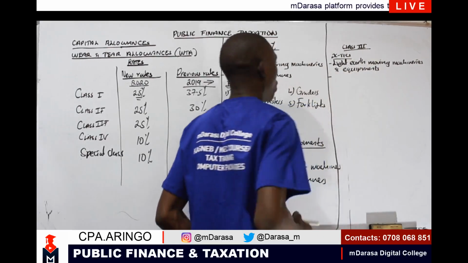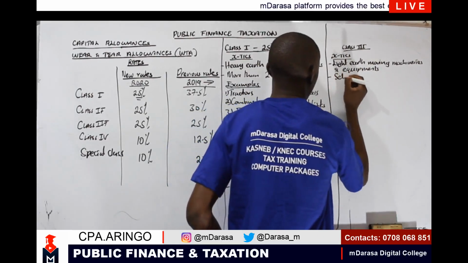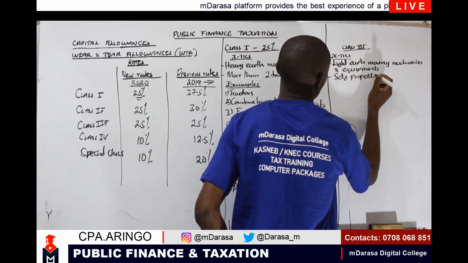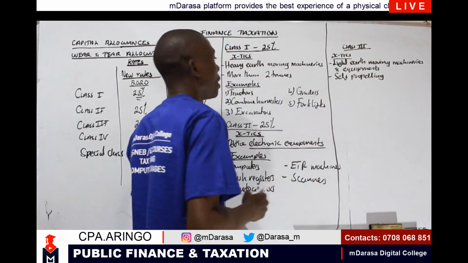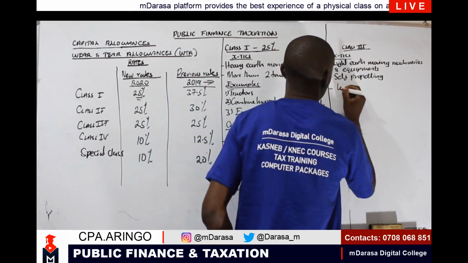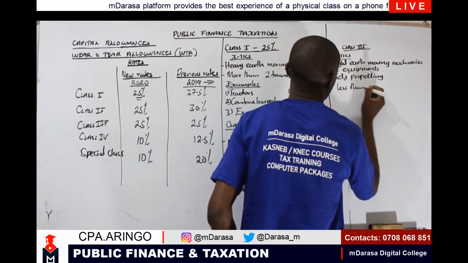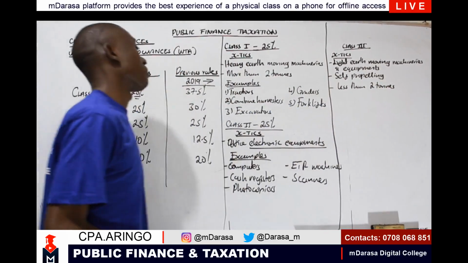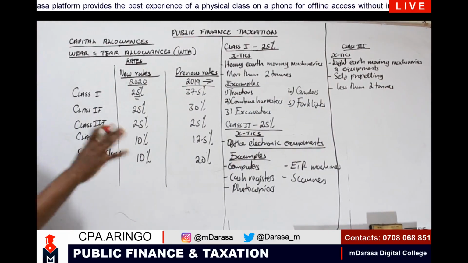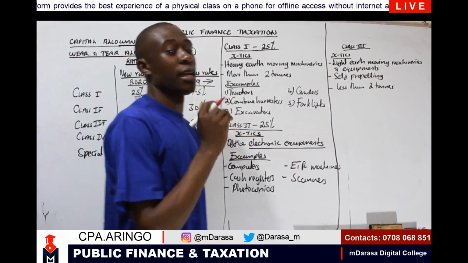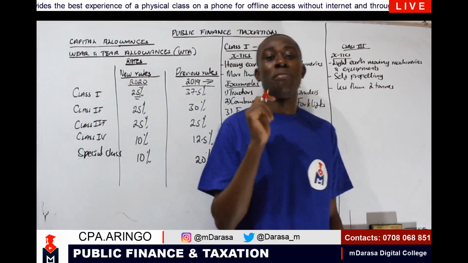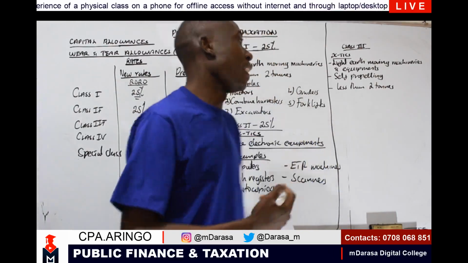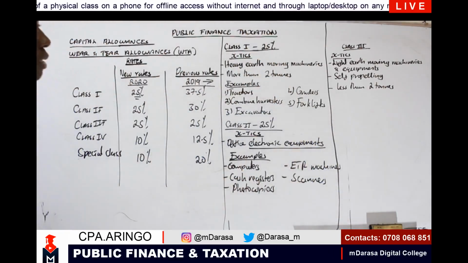We'll also be talking of self-propelling. My good students can also talk of what? Less than 2 tons. So these are the characteristics of class 3 items that you must always have at the back of your mind anytime you are looking at class 3 items.